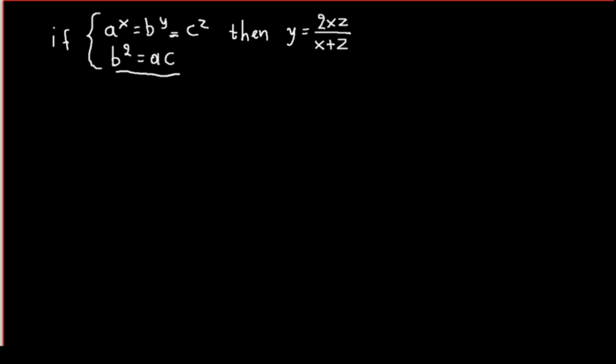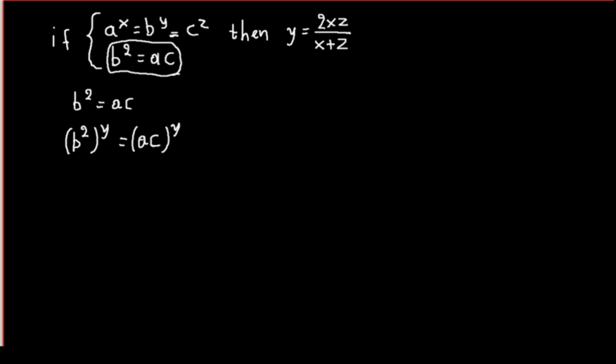We take this equation and we start from here. So we have b to the second power equals a times c. We raise both sides to the power y, so we have b to the second power raised to y equals a times c to the y power.